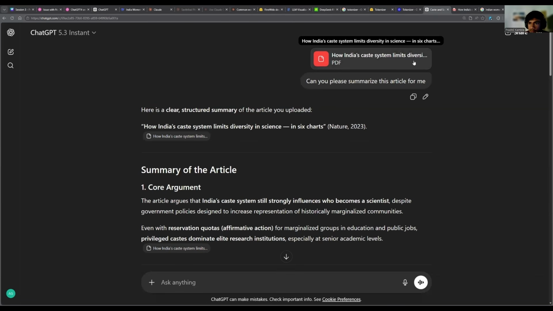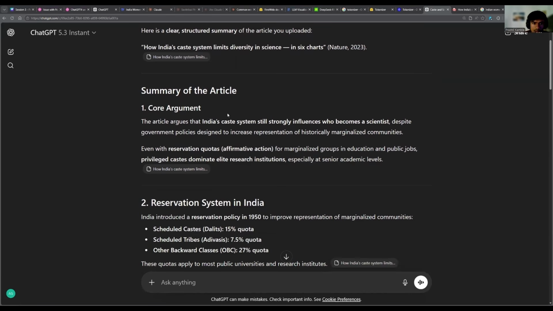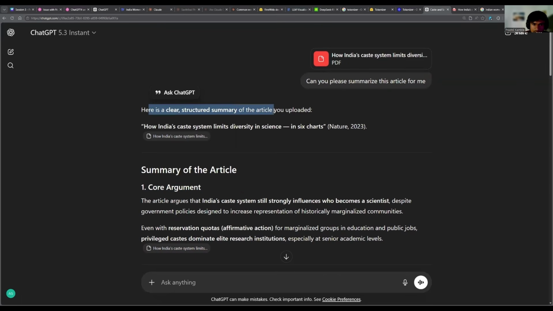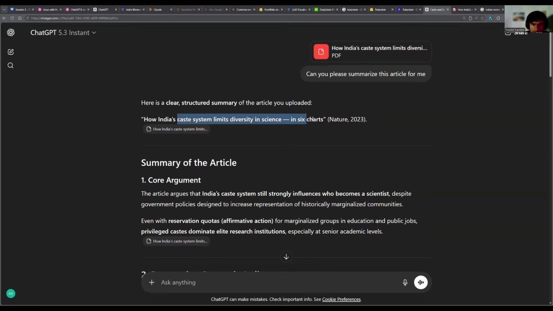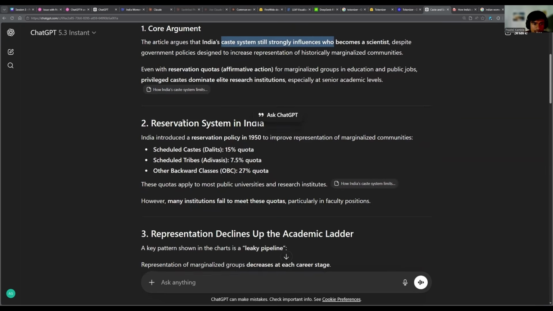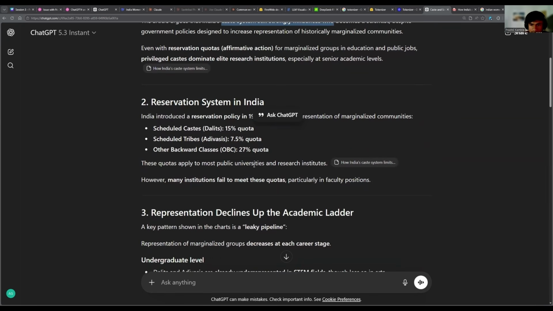After uploading, I asked the GPT, from its working memory, can you please summarize this article for me? And it did that. Here is a clear structured summary of the article. This is the name of the article, because it's inside the context window of the model right now. It says that the article argues that caste strongly influences who becomes a scientist. Exactly, the caste system strongly influences that. Then it gives you some data here.